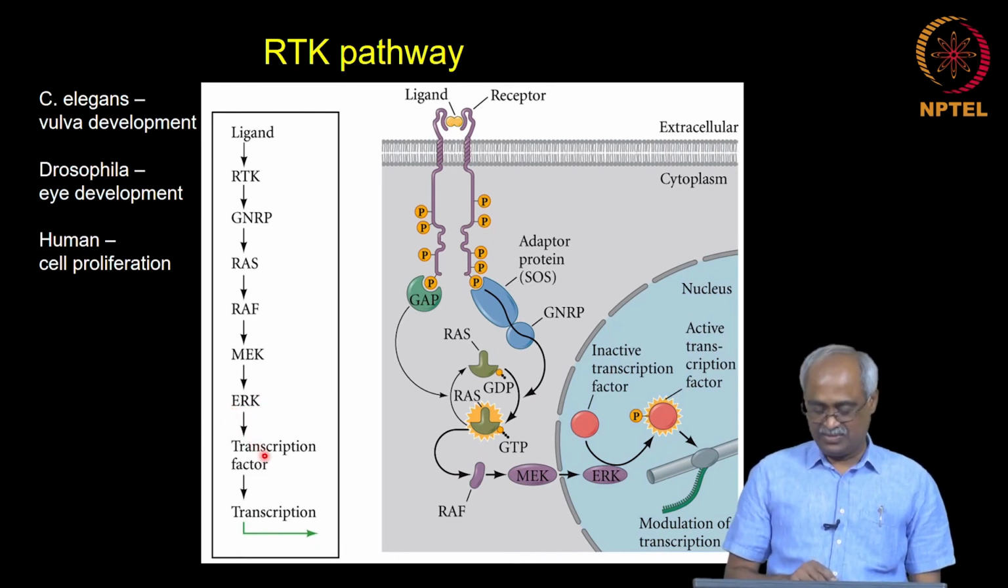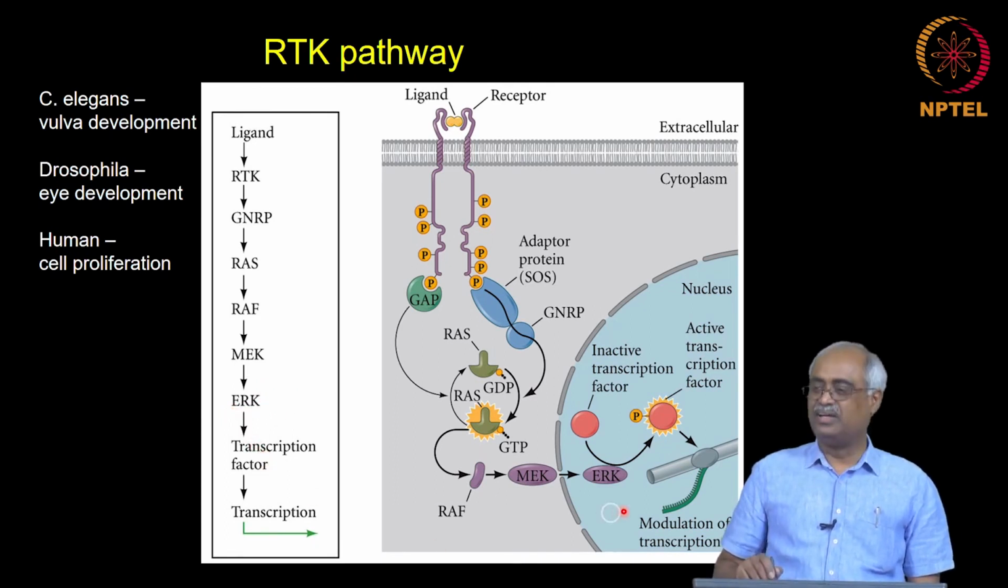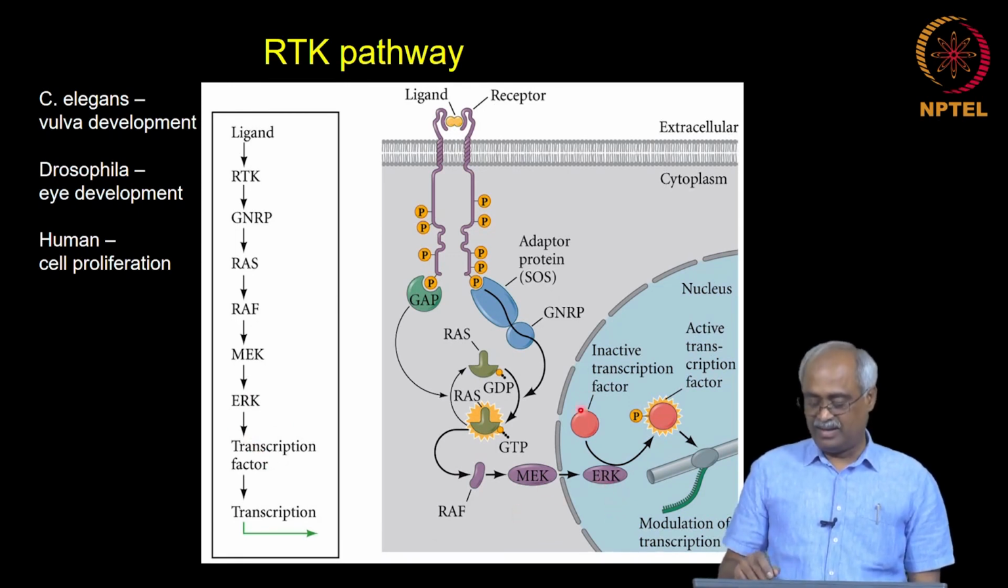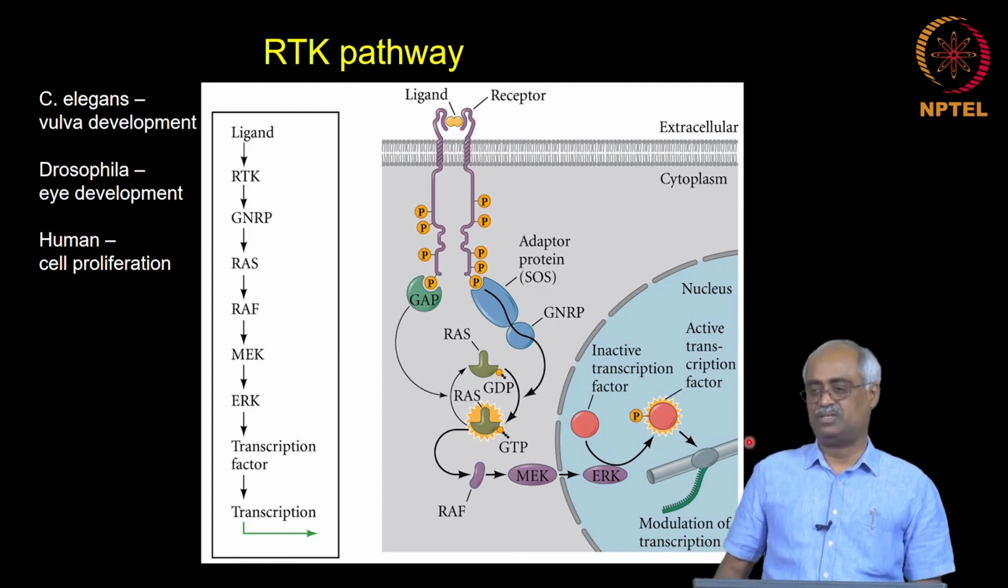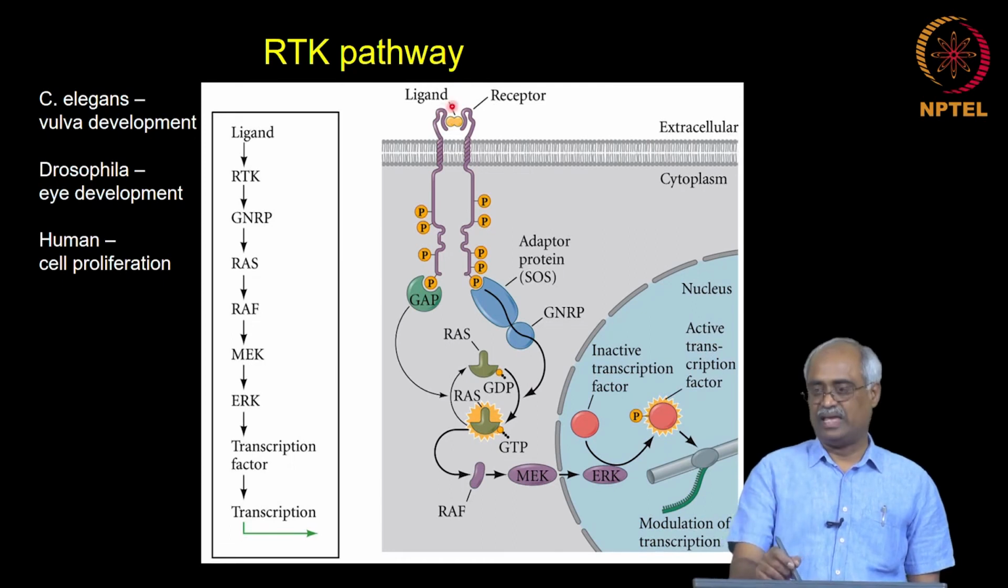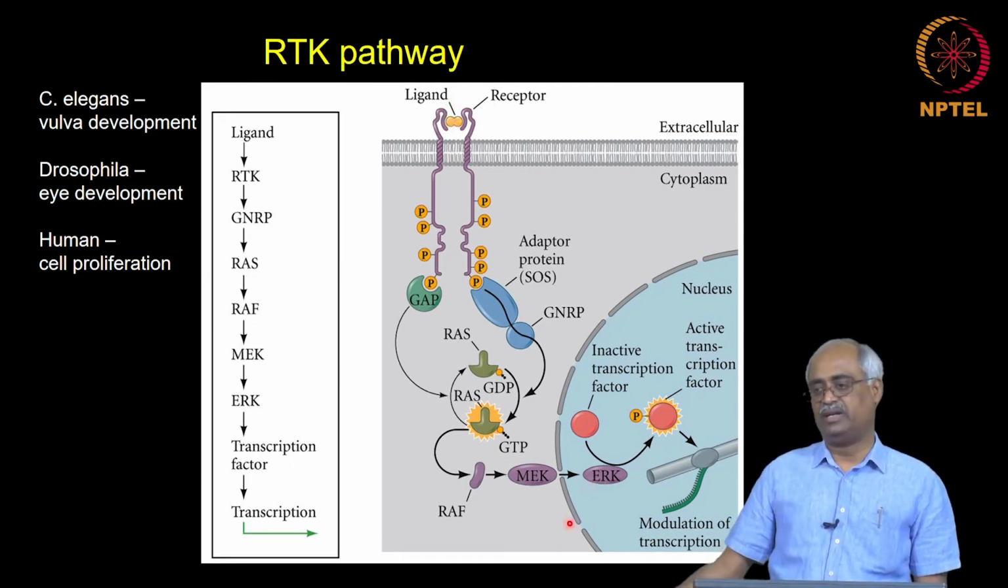And this is now going to get into the nucleus. Without that phosphorylation it is not going to go in. It goes in and then it binds to a transcription factor which is inactive, and now that becomes active, and that is going to modulate the transcription of downstream targets. Okay. So, the starting point is ligand binding to RTK, the end is ERK getting phosphorylated and translocating into the nucleus.